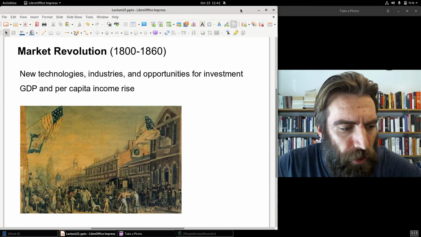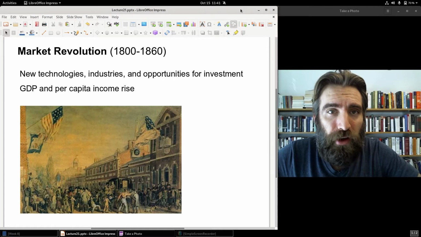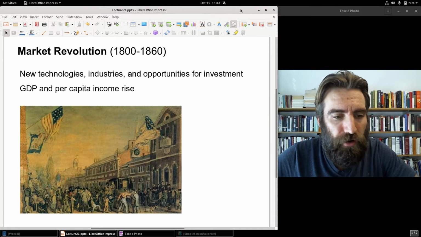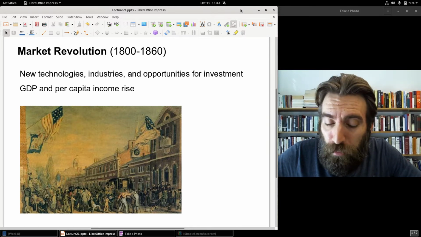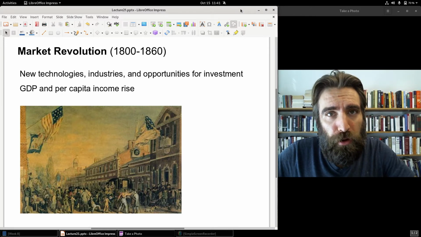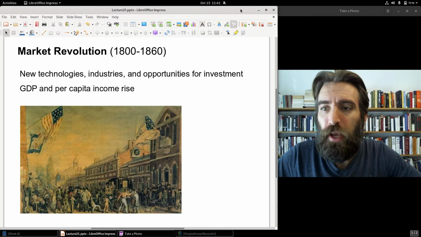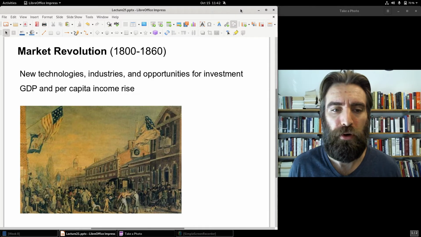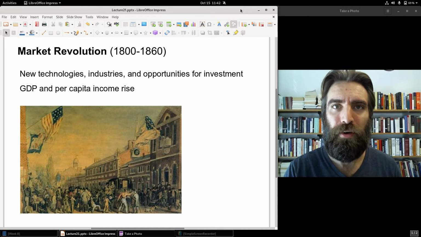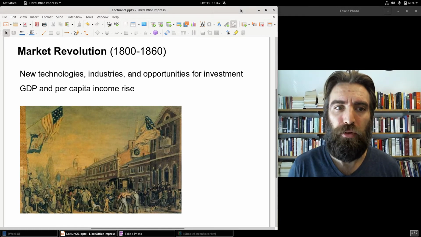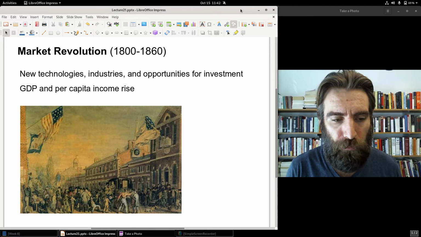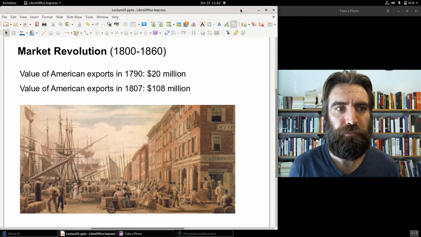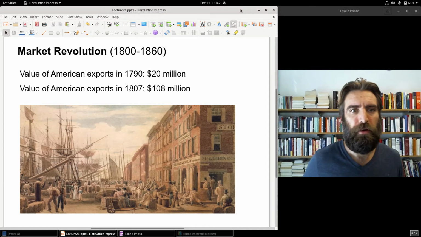GDP. Economic output doubled in this country every 15 years during this period. Think about that. Doubled every 15 years. Per capita income rose a little more than 1% every year in the first half of the 19th century. Now that might seem small, just barely more than 1%. If you think about it, over many years, that's quite an improvement. And so the standard of living on the whole increased during this period.